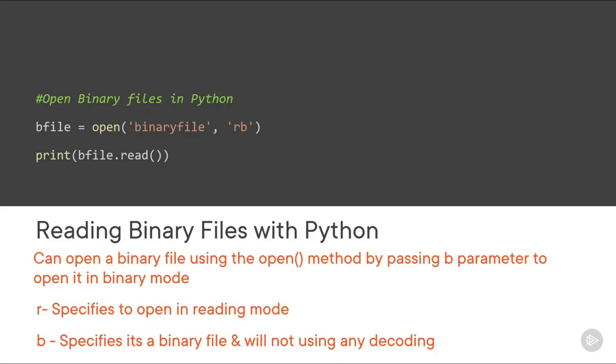And here's what the code actually looks like for opening a binary file using that open method. We specify the actual file in our variable. We put in our parameters, whatever they might be, and then we can go ahead and use print to output the contents of that binary file on our console or our screen.